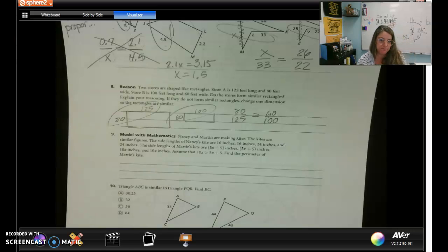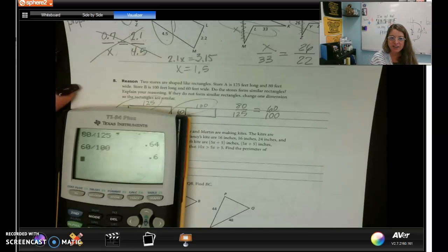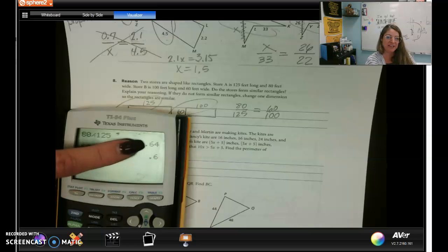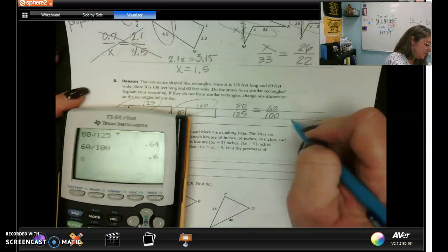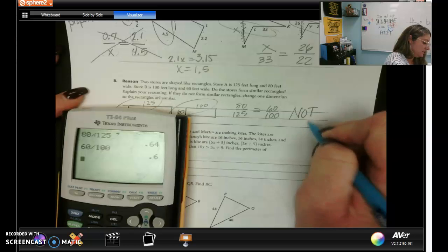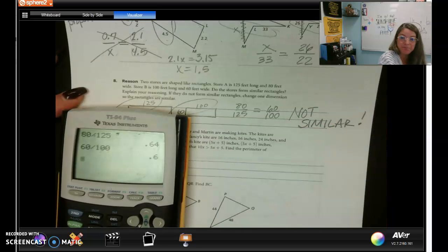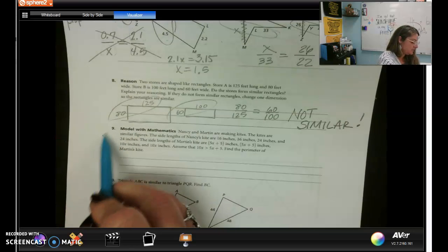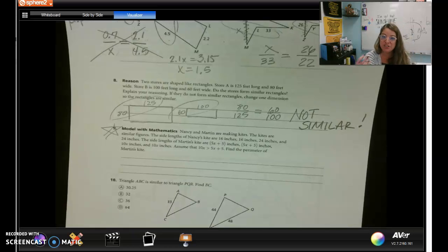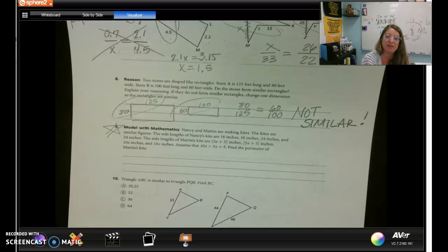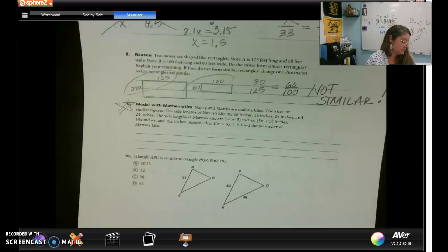Okay? All right, so I divided my two fractions and take a look. I got different answers. That means that these are not similar figures. They are not the same. Okay, definitely not the same. Question number 9 is going to be a bonus question. I want you to just kind of take a minute and look at it and think about it. See if you can come up with the answer.